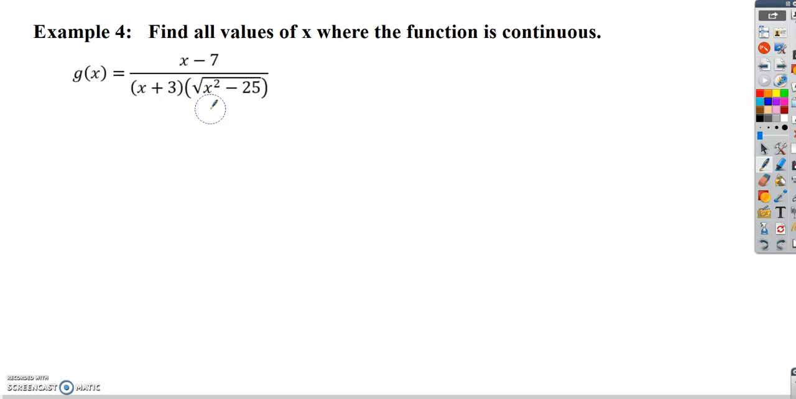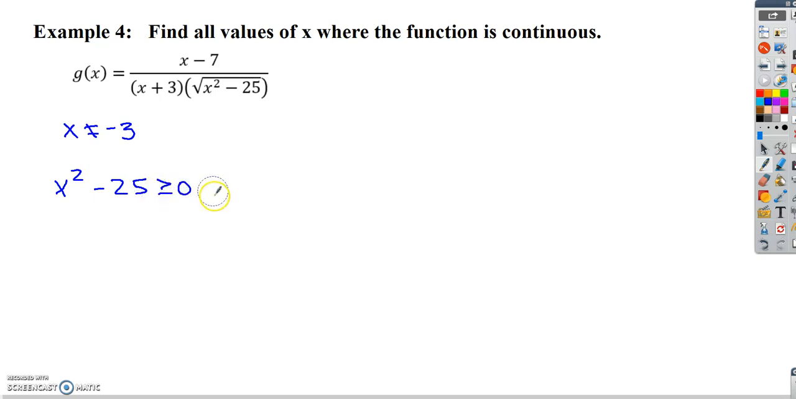So I'm going to look at the zeros of the bottom. Since they're factored separately, I can look at the zeros separately. So this one's easy. This one, x is not allowed to be -3. Again, I can set up an equation and solve for that, but that was pretty easy. This guy, we've just dealt with square roots, so we know that our square roots have to be positive, which means x squared minus 25 should be greater than or equal to 0.